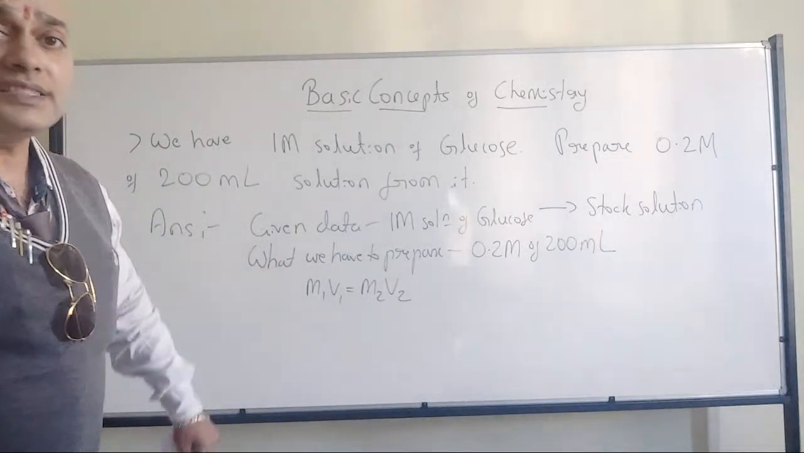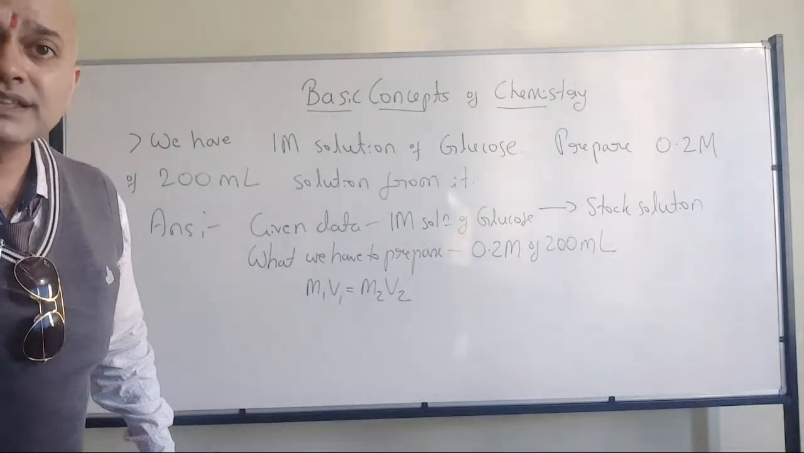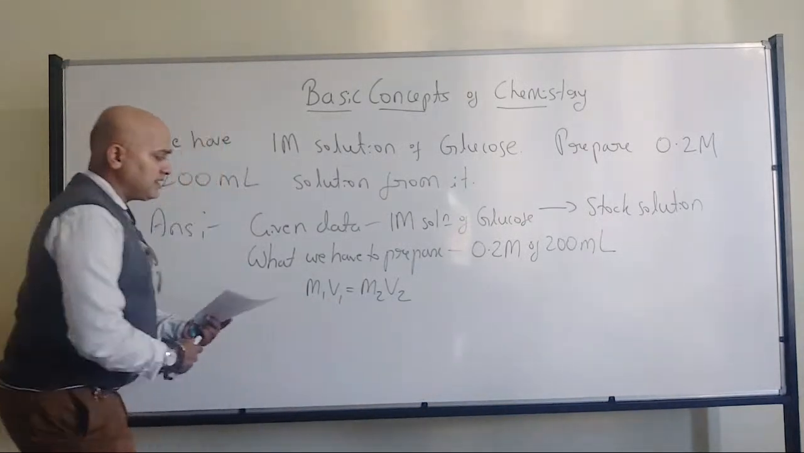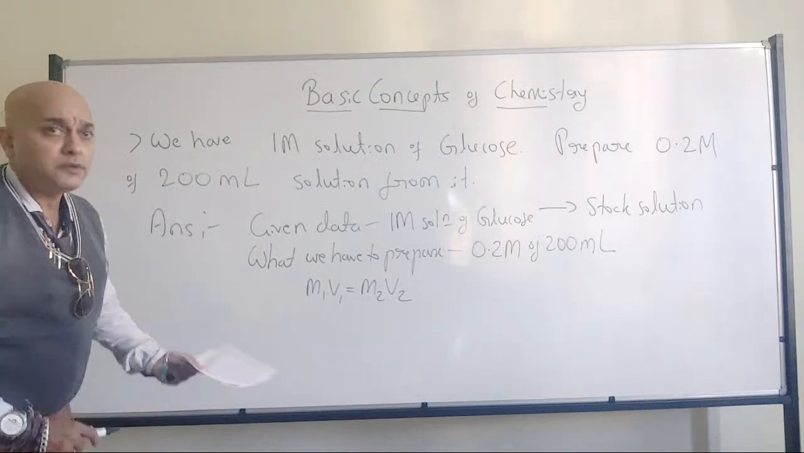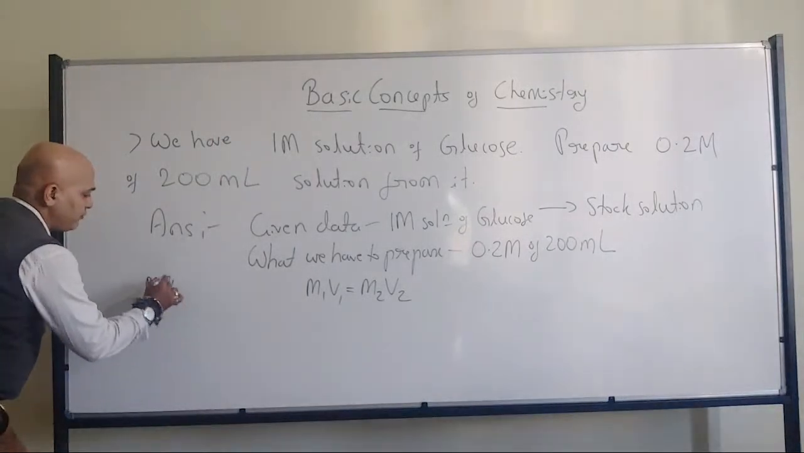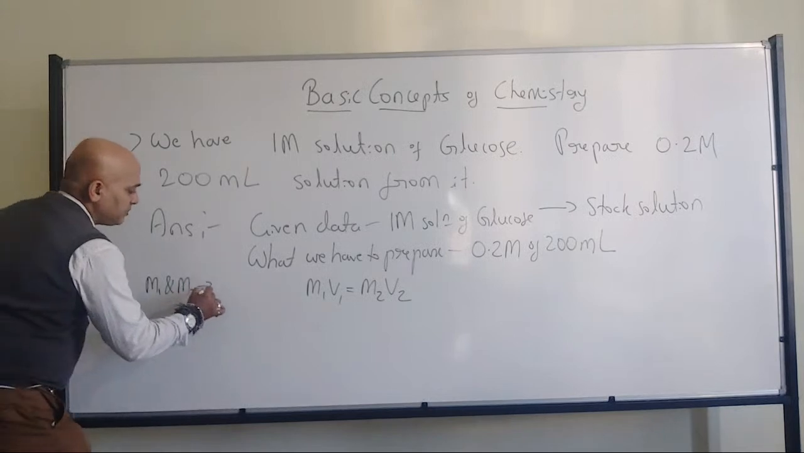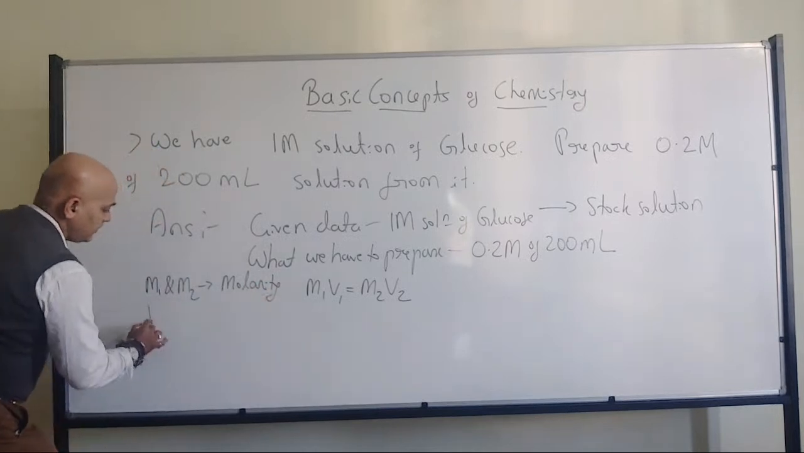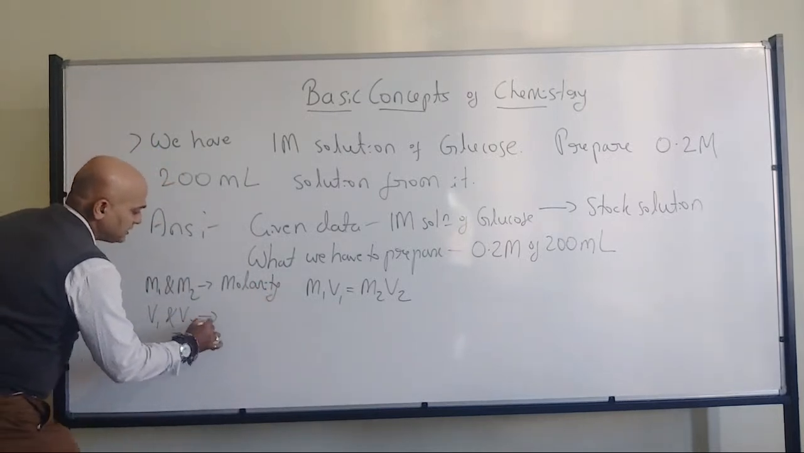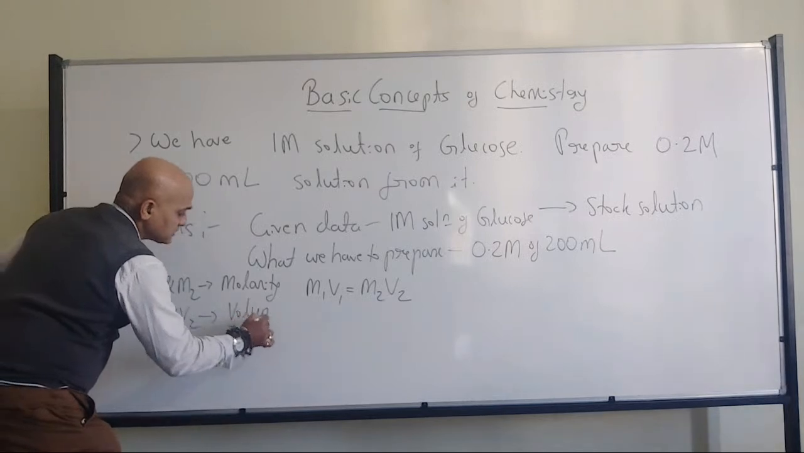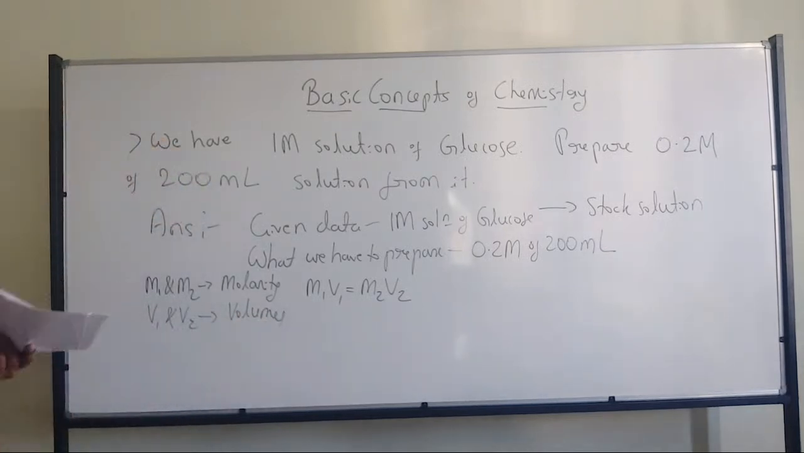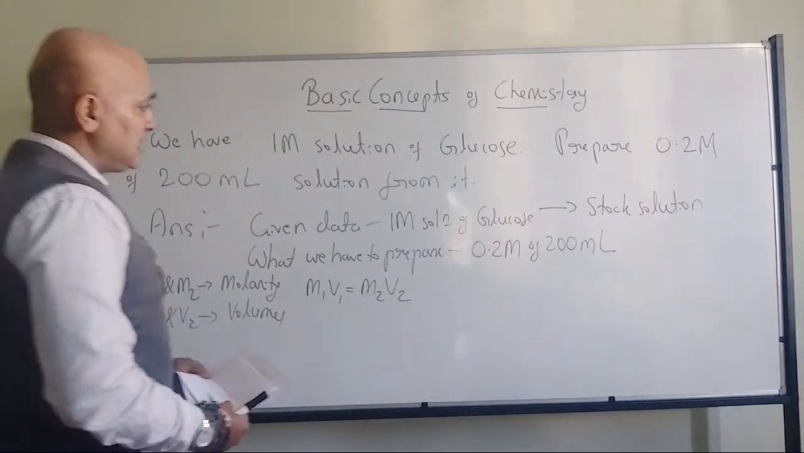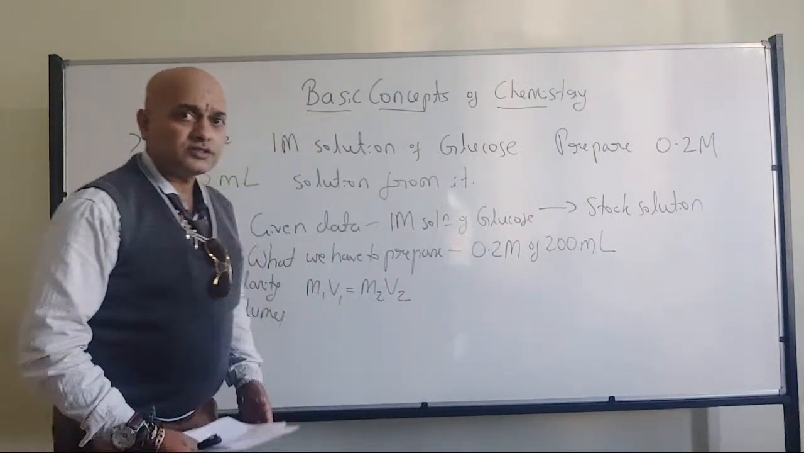There you will be using this formula M1V1 is equal to M2V2, where M1 and M2 are nothing but molarity, two different molarities. What are V1 and V2? They are two different volumes. Got my point?